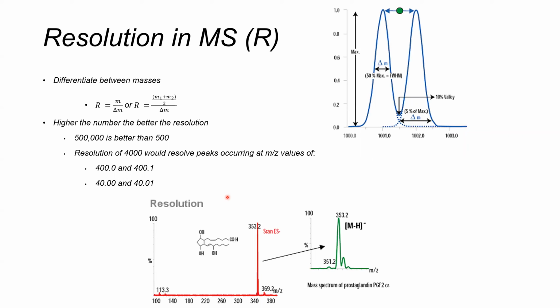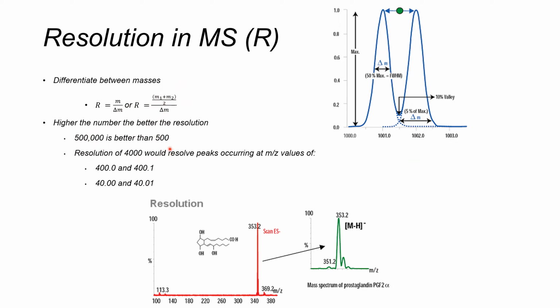Resolution in mass spectroscopy is as important as it is in other forms of analytical spectroscopy. We need to be able to differentiate between the masses in order to tell how much of something we actually have. The resolution is given as m over delta m, so R is equal to m1 plus m2, the two peak positions, divided by 2, the average of the positions, divided by delta m, the difference in the two masses. The higher the number for R, the better the resolution. For example, 500,000 is better than 500.